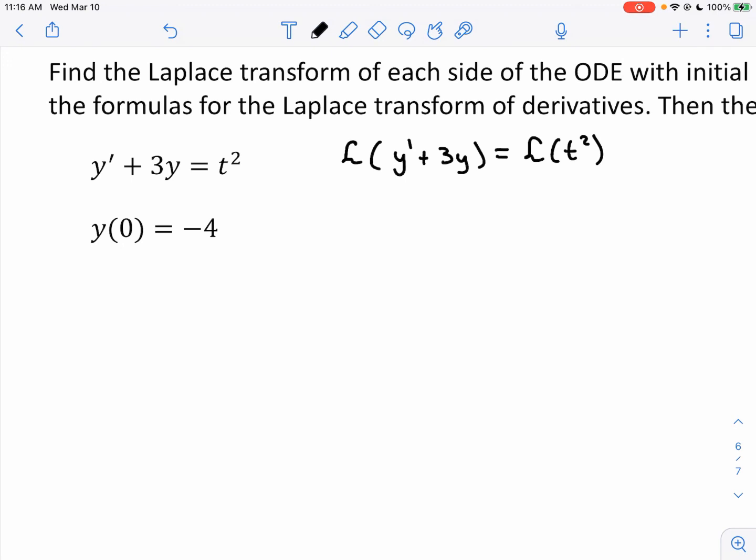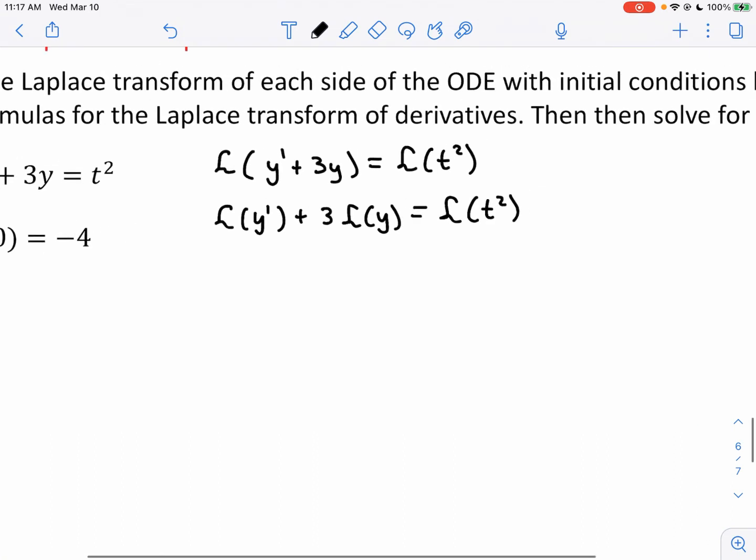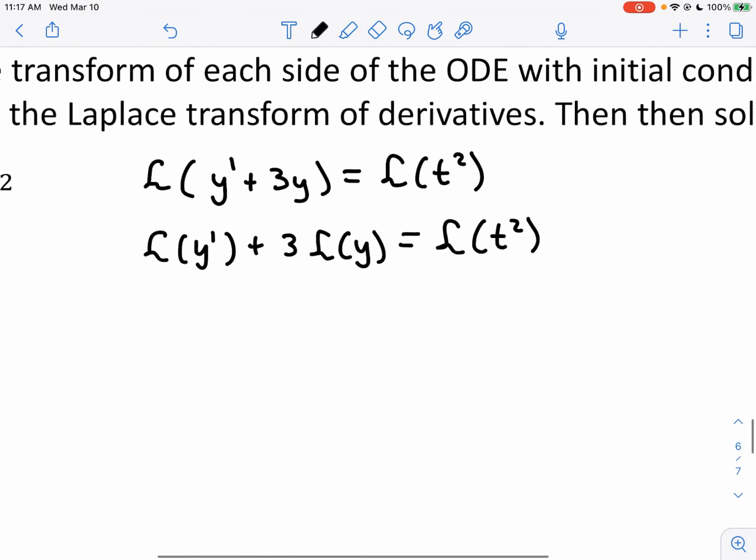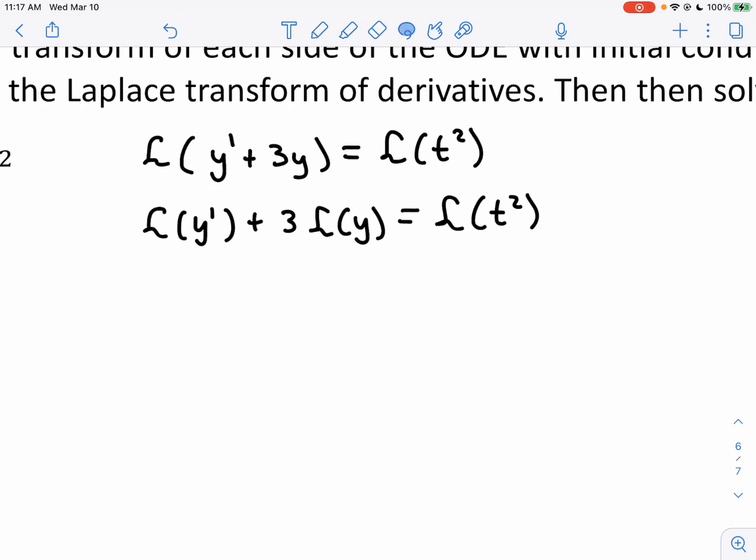Now, the property of linearity allows me to do the Laplace transform of y prime plus 3 times the Laplace transform of just y. So it becomes this statement, equals the Laplace transform of t squared. Now, all these Laplace transforms we can actually calculate or perform, so let's go ahead and do that. Let's start with the Laplace transform of y prime.